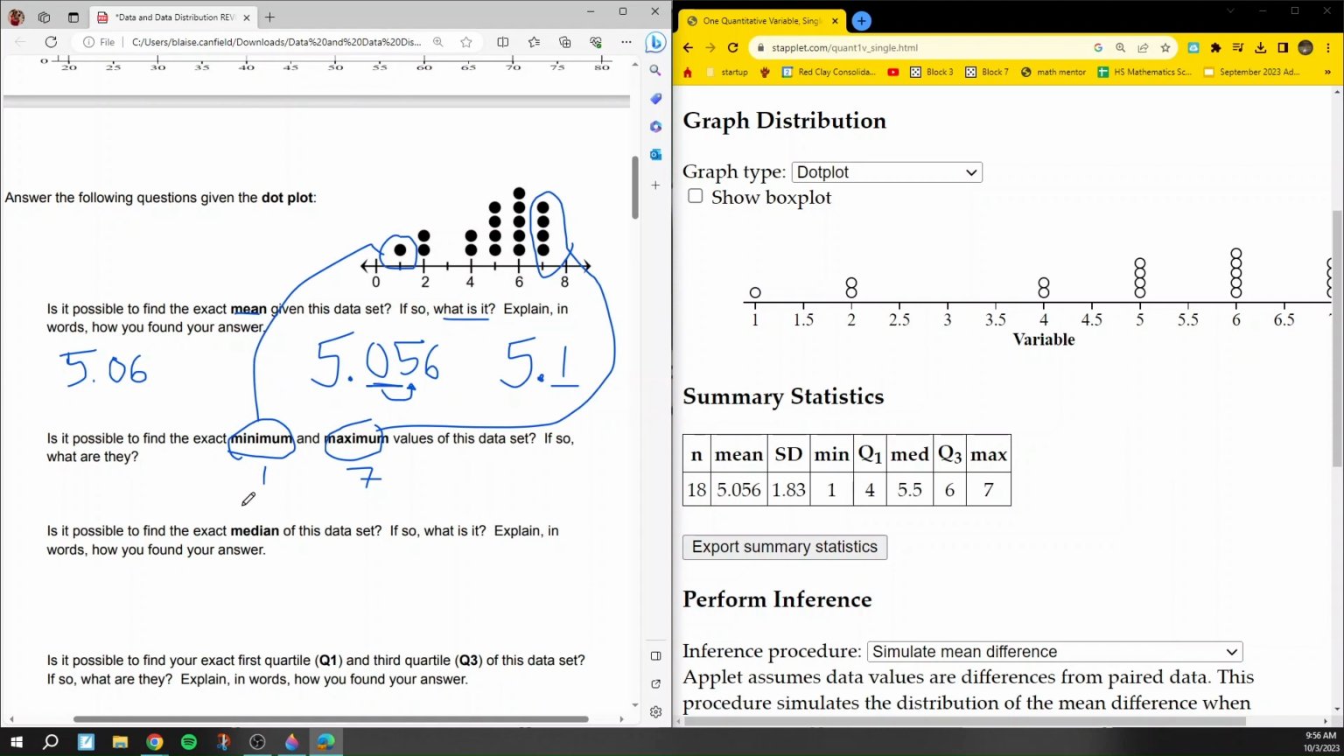Is it possible to find the exact median? If so, what is it? All right, so if you need any of this, you should write, you can pause the video if you need to, because I'm going to erase it all.